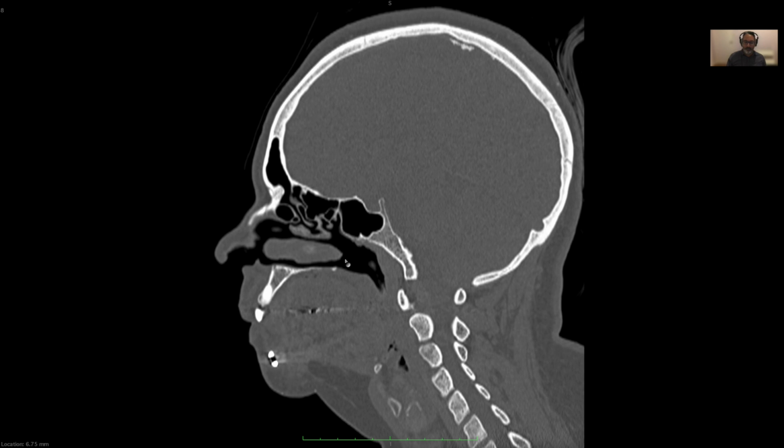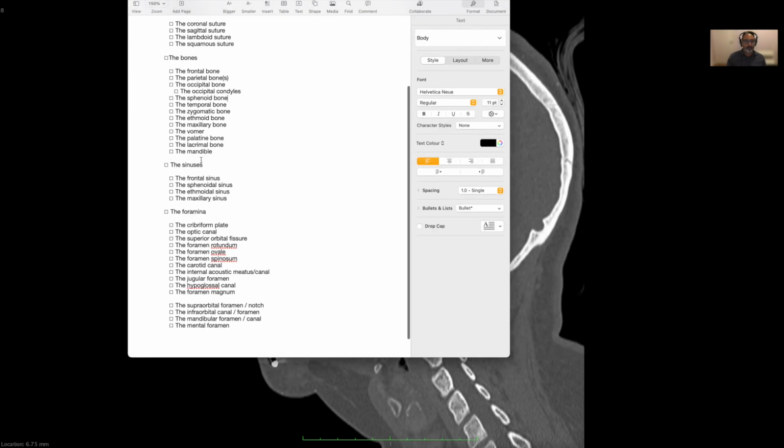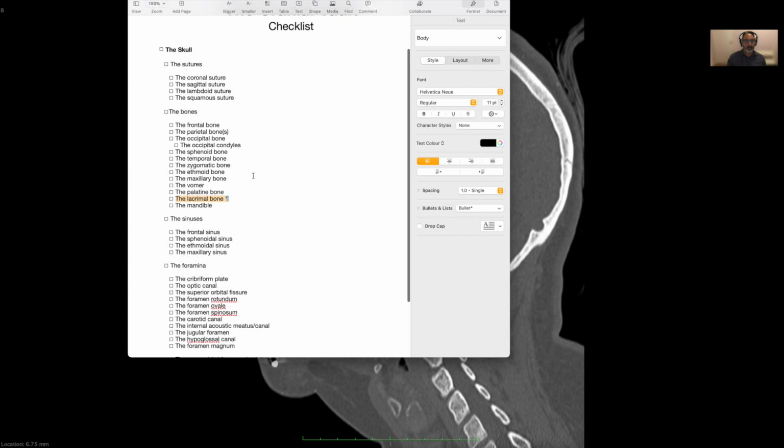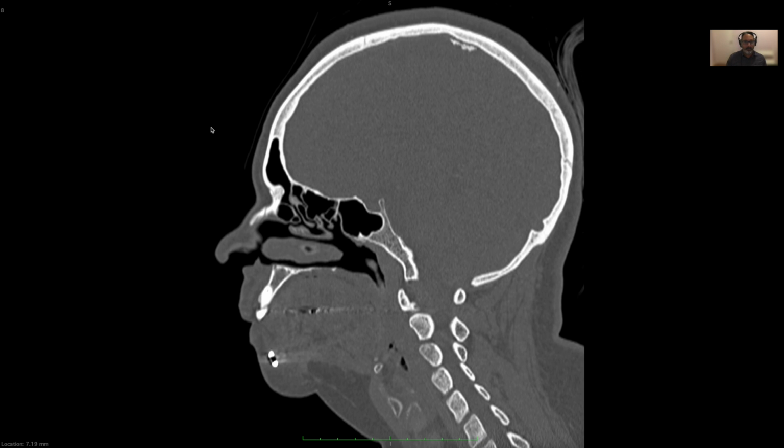So, what else? I think we've gone through most of the bones, except the lacrimal bone. I haven't done the lacrimal bone, but I will do that when I do all the foramens. So you've seen the frontal sinus, the sphenoidal sinus, the ethmoidal air cells, and the maxillary sinus. All right. So let's go and do the foramens. And I just don't know what's the best way to do it.